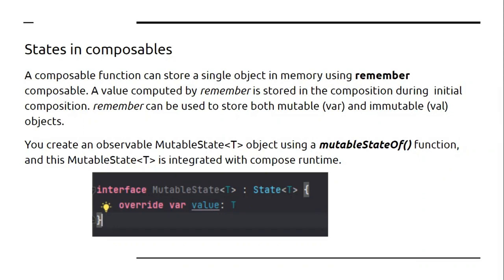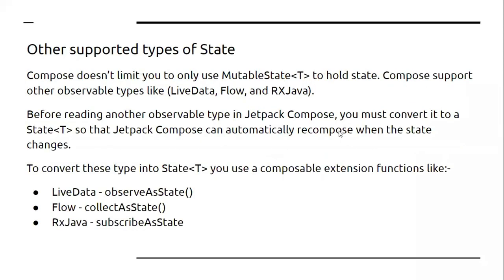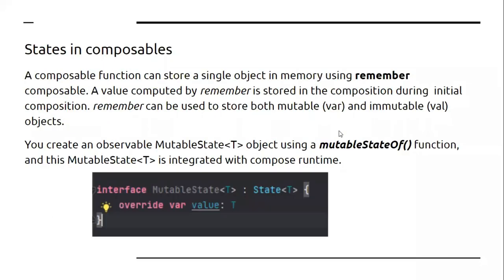A value computed by remember is stored in the composition during initial composition. So remember can be used to store both mutable and immutable objects. You create an observable mutable state using mutableStateOf functions, and this mutable state is integrated with the Compose runtime. So this is what tells the compiler that if there are changes in the value of the state, as you can see here, it has a value property, and this also takes behavior from the state object.